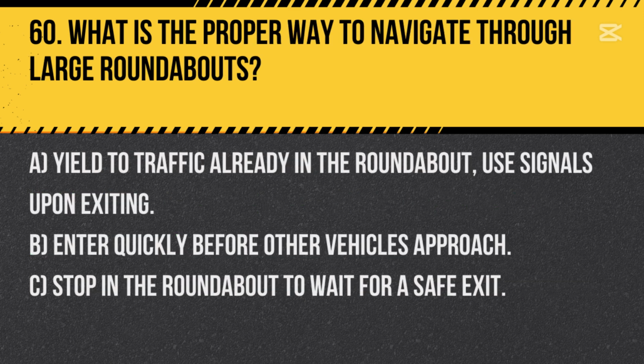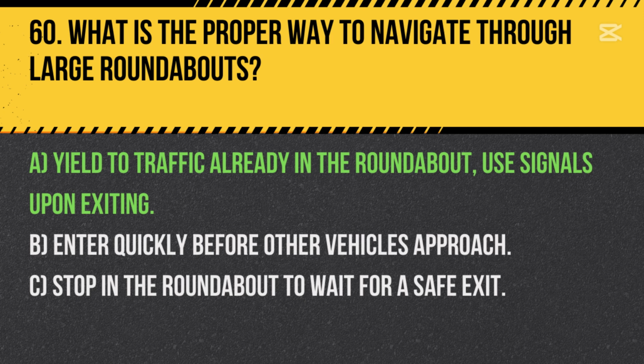Question 60. What is the proper way to navigate through large roundabouts? A. Yield to traffic already in the roundabout. Use signals upon exiting. B. Enter quickly before other vehicles approach. C. Stop in the roundabout to wait for a safe exit.